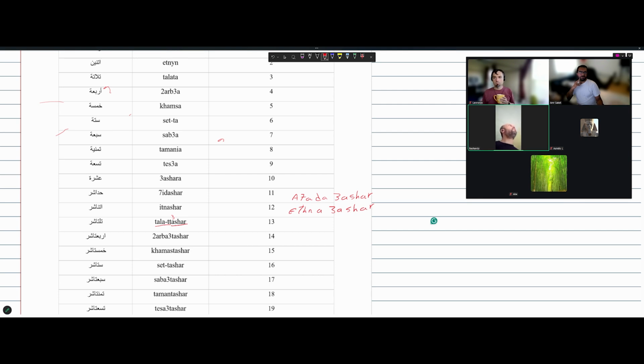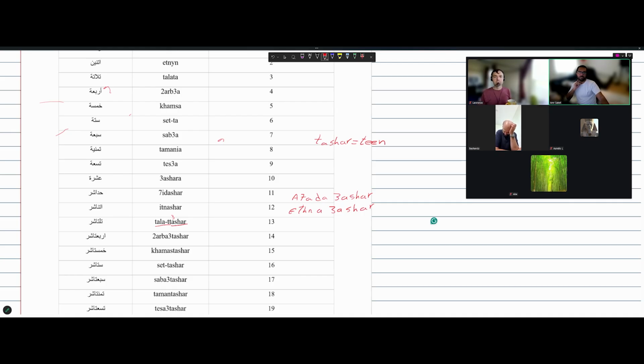I think the accent, the prosody, also moves a bit, from Talata to Talatasha. The accent goes back, so the entire thing becomes a single unit. You can also see it with 14. With 14 you have Arba Tasha. So it's the Arba, and you have the Tasha as well. So it's always like this. Tasha is like the standard for 10. So you can imagine it this way: Tasha equals 10.